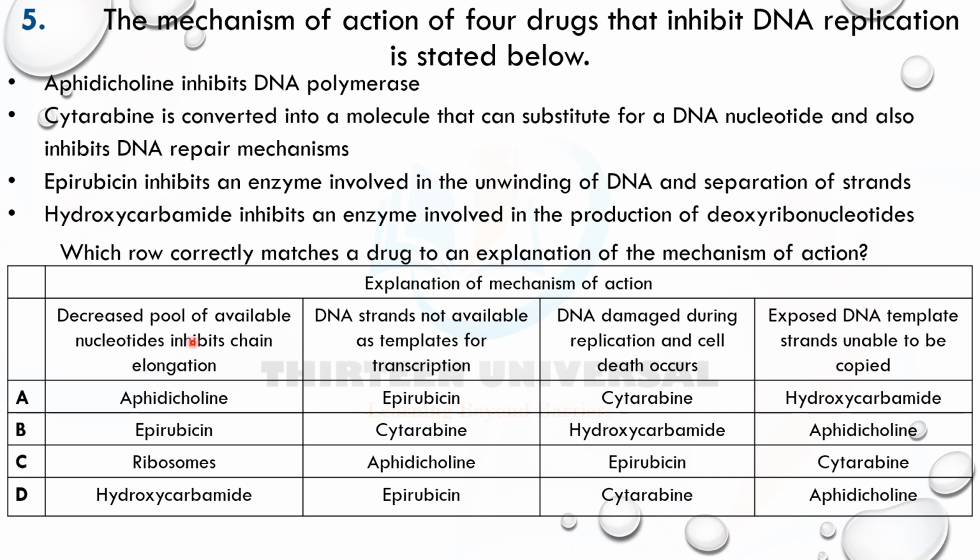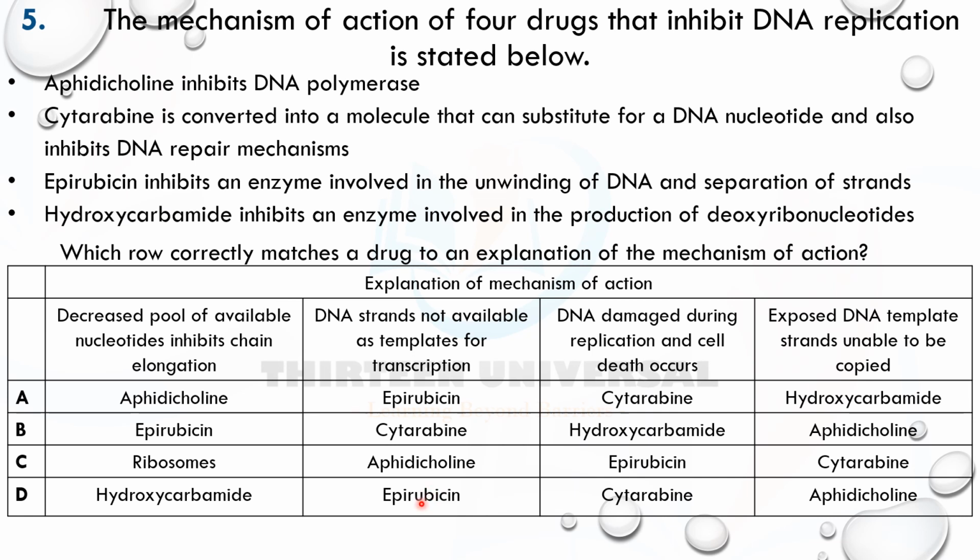A decreased pool of available nucleotides inhibits chain elongation. So which one? Remember that. Look at this: hydroxycarbamide is involved with the production of deoxyribonucleotides. So deoxyribonucleotides are the building blocks for DNA. So any enzyme that decreases them will affect elongation. Okay, so it's only D, because that's the enzyme that does that. So the rest is the answer, but you can confirm.